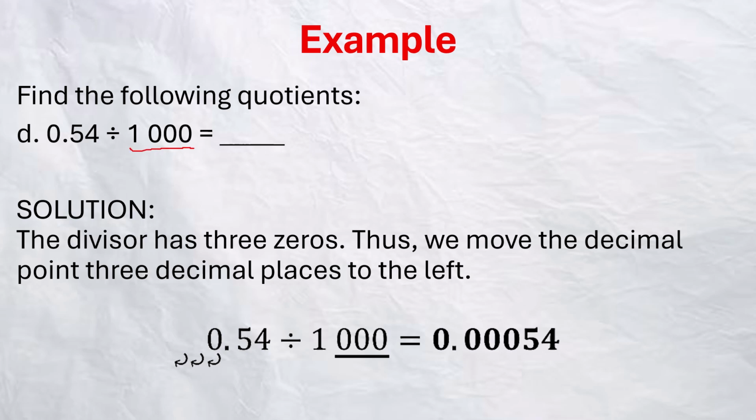And for the last one, 0.54 divided by 1000. Since the divisor has three zeros, we move the decimal point three decimal places to the left. So 1, 2, 3. So we have two spaces, so we need to put two zeros and then our decimal point. So the final answer here is 0.00054.